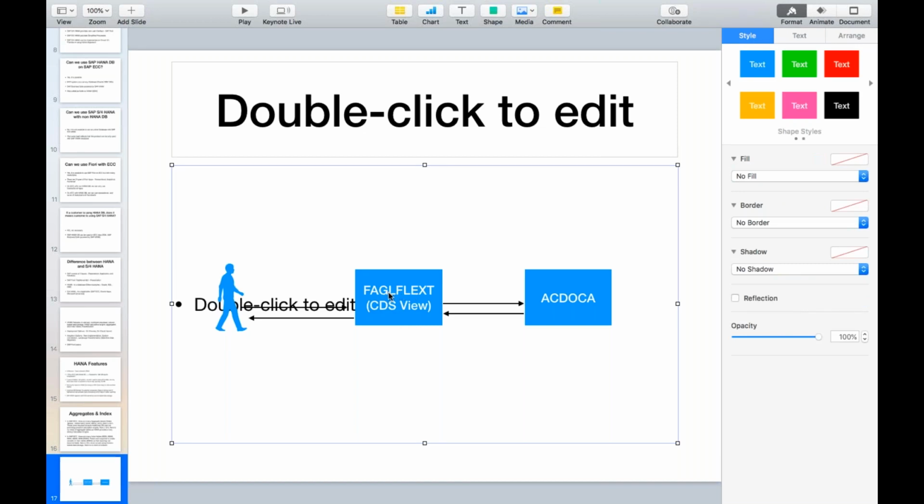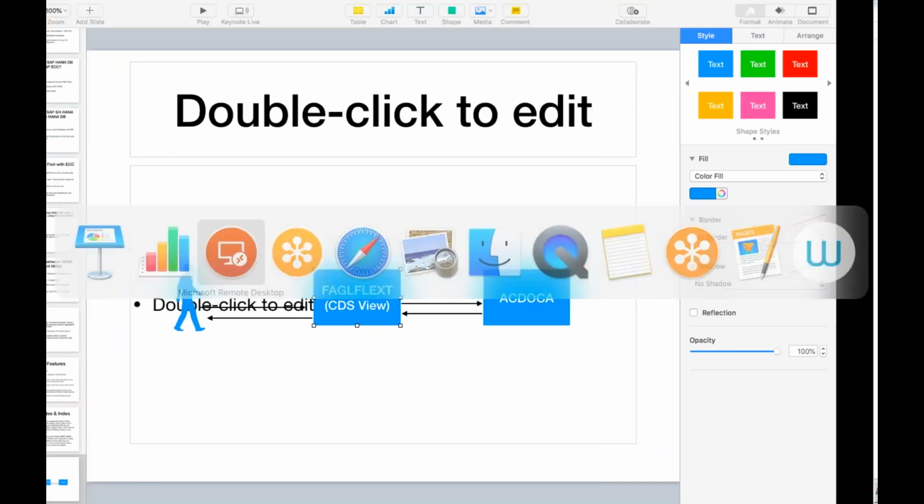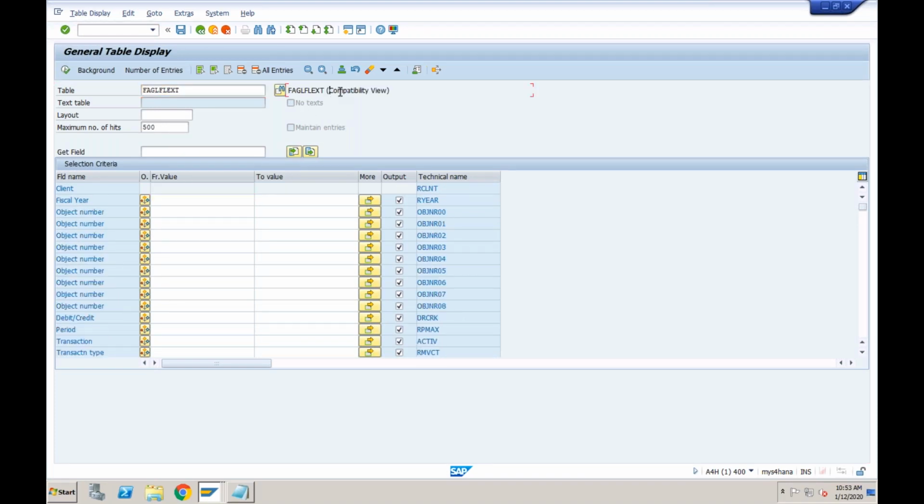How can you check whether this FAGLFLEXT is still available in SAP or not? Let's go and see. If I go to SE16N and try this table, FAGLFLEXT, you can see it is still available, but it is clearly written: this is a compatible view, CDS view. If you ask for any information, it will still give you the information. Oh, as of now, there is no data. That is the reason it is not giving. When we post some transactions, then I'll show you. So you can see FAGLFLEXT is still available as a table.